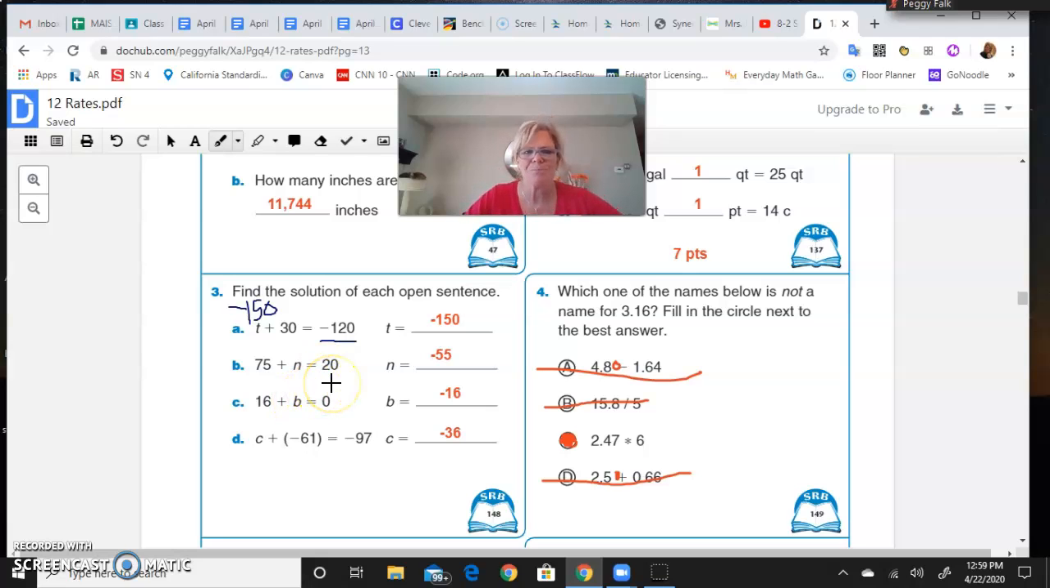Okay, let's look at this one. I have 75 good guys, and my answer is 20 good guys. That means the good guys are going to win by 20. So I have 20 more good guys than bad guys. So I'm going to have a negative 55 bad guys. Yeah, that's going to make sense.